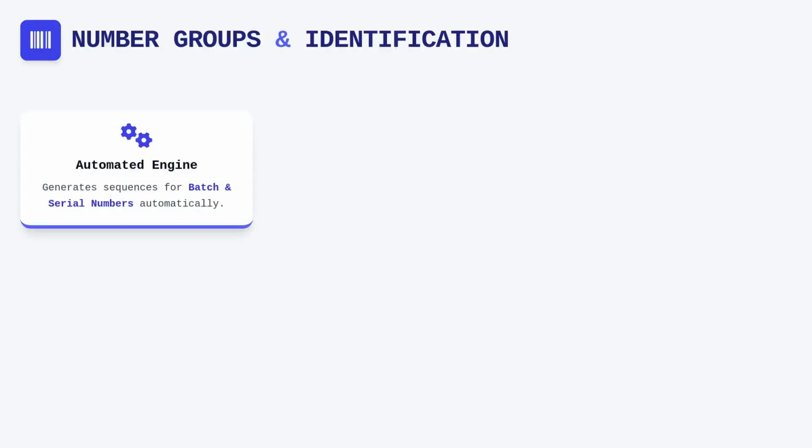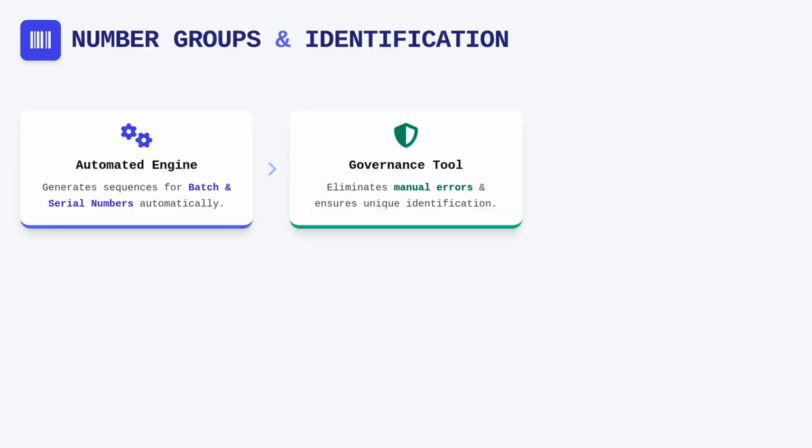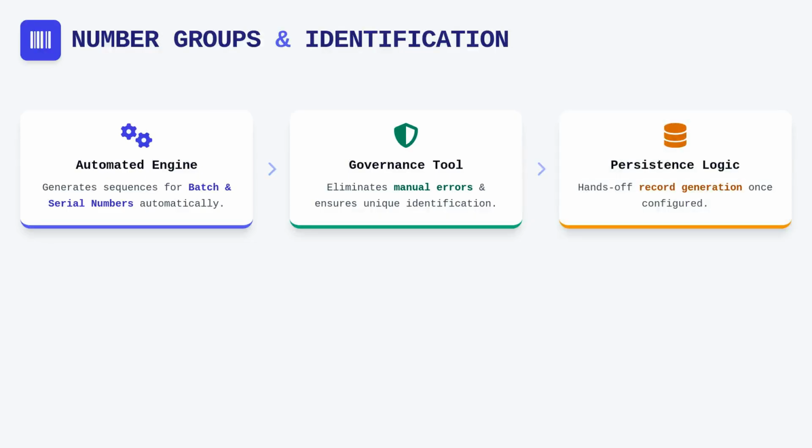Number groups function as the automated engine for generating these identifiers, allowing you to define sequences for batch and serial numbers during production, receipt, or inventory adjustments. You should view these sequences as a foundational governance tool. They eliminate manual errors and ensure that every item across a multi-site deployment is uniquely identifiable. Once these sequences are configured, the system handles the persistence logic, meaning you don't have to worry about the underlying record generation once the framework is active.